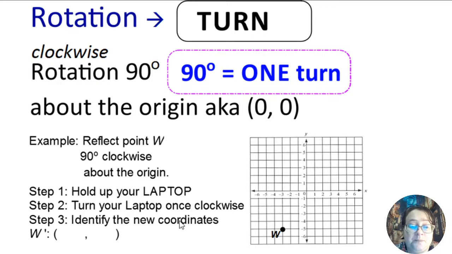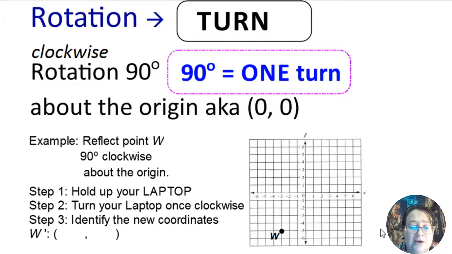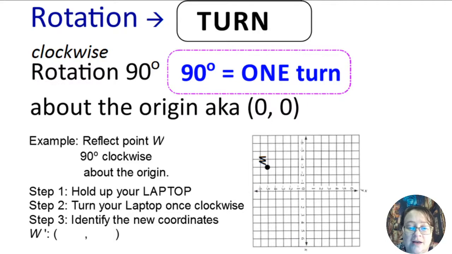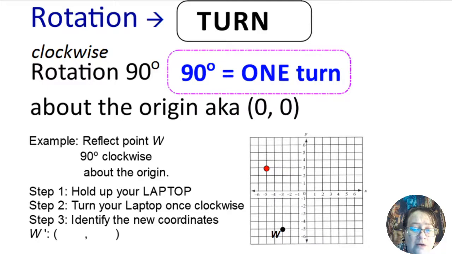So here, we're going to take this graph, and by the magic of PowerPoint, I'm going to turn this one turn. Ta-da! And we have a new point here. If I count backwards, I have to ignore these marks on the graph. So I'm going to count back 1, 2, 3, 4, 5, up 1, 2, 3. So -5, 3 would be that new point.